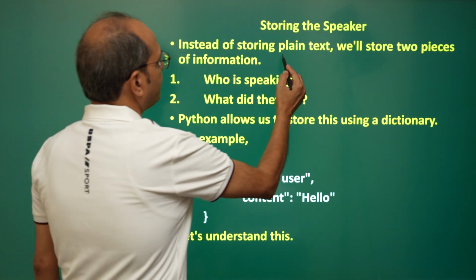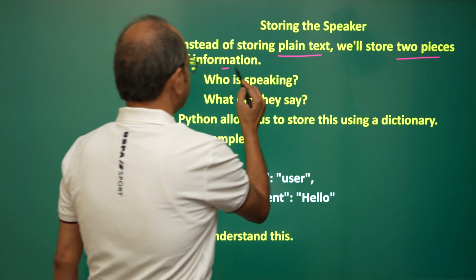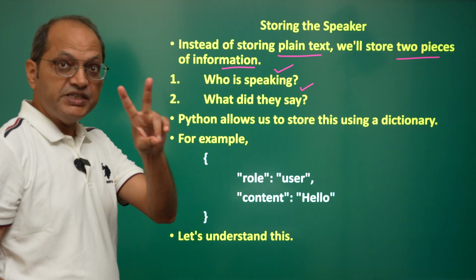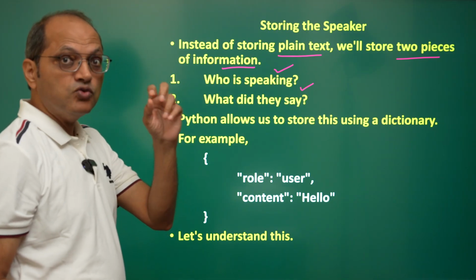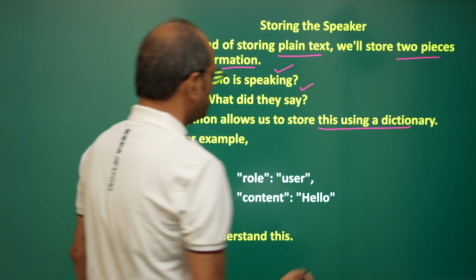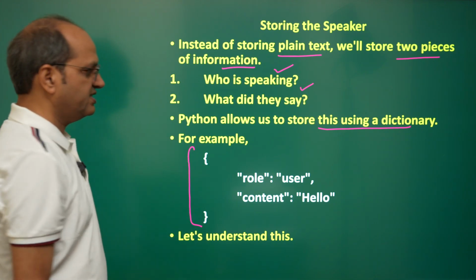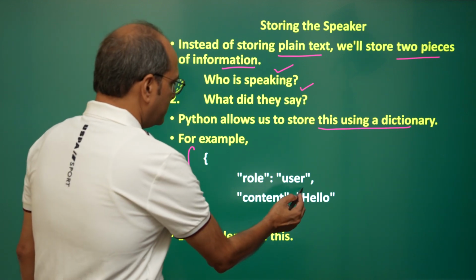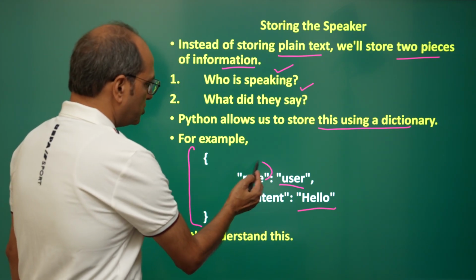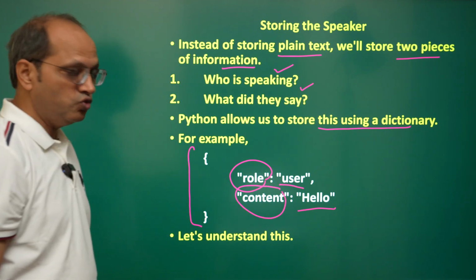Instead of storing plain text, that means the question, we will store two pieces of information. Who is speaking? What did they say? Python allows us to store this using a dictionary. So we can store this information like this, where the user is speaking and this is what he is speaking. So this is the keyword role and this is the content. Content is hello and the role is user.